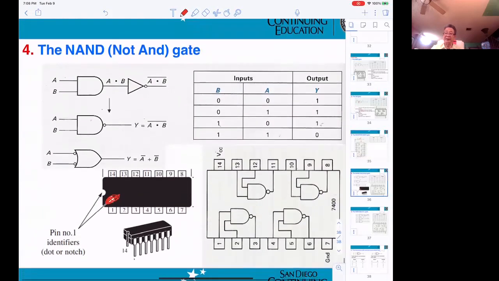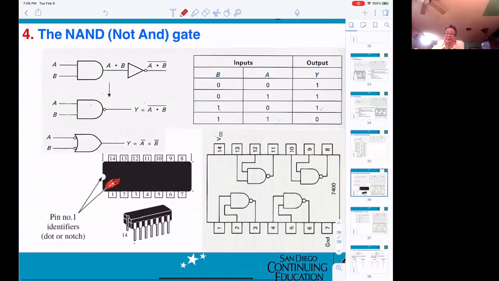And now this is a NAND gate. NAND means not AND. This is simple: they take an AND gate and add a bubble right here. It becomes not AND.